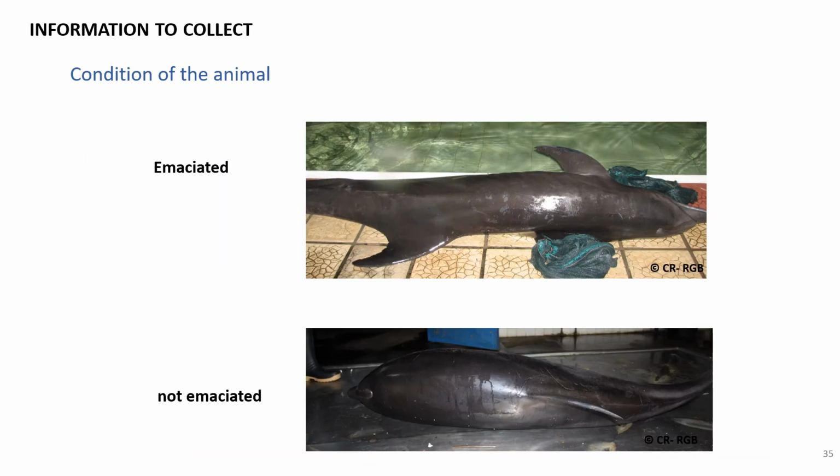The general condition of the animal must be established. The first photo shows an emaciated animal where you can actually see the ribs and the animal is really thin. The second photo is a non-emaciated animal, in good health, in good shape, and the ribs are not visible.